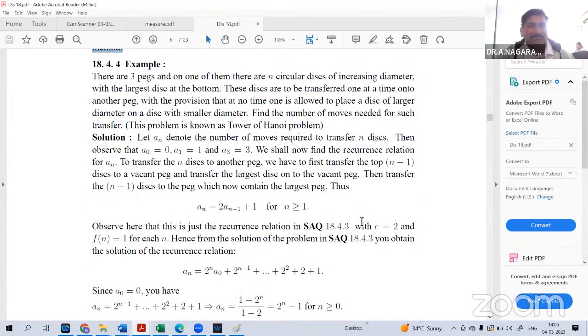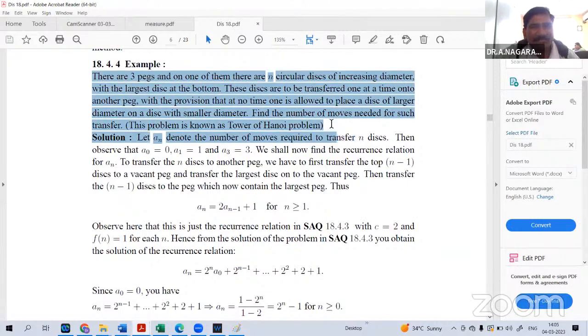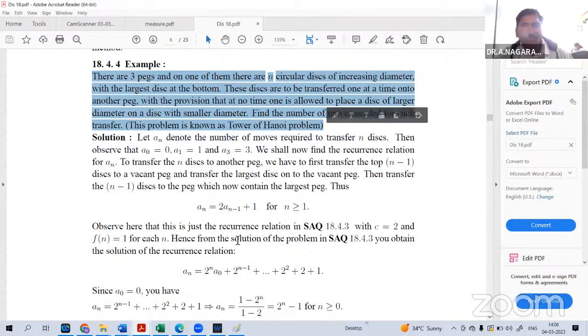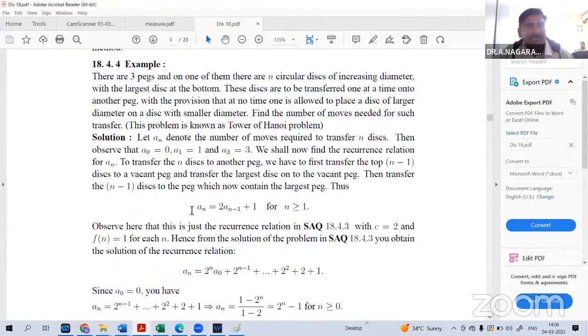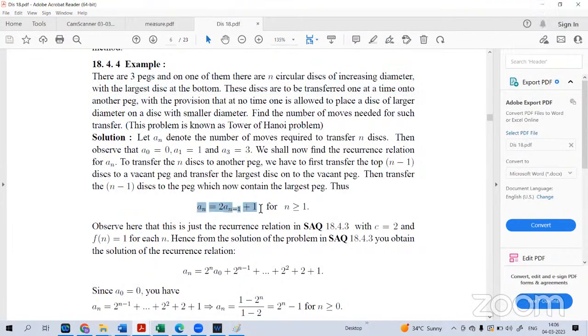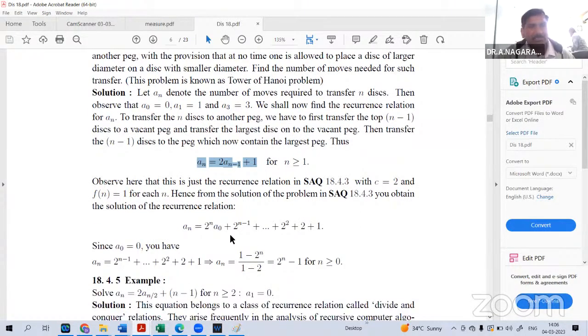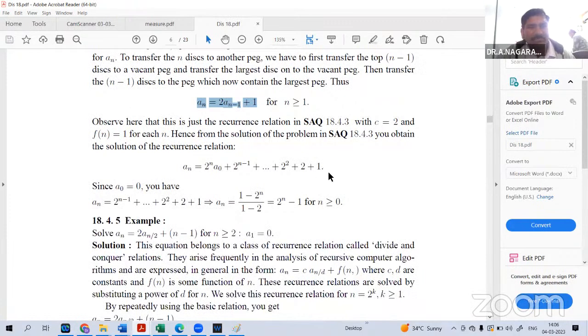Next, it is one more generalization. Here, three pegs. It is the Tower of Hanoi problem. We call it the Tower of Hanoi problem. The Tower of Hanoi means a_n = 2 times a_{n-1} + 1. Now, you just read it. How will it be solved?